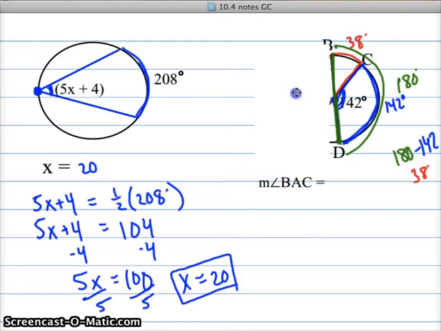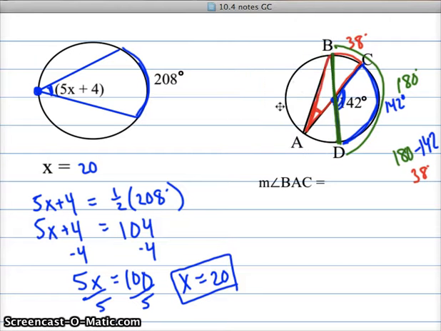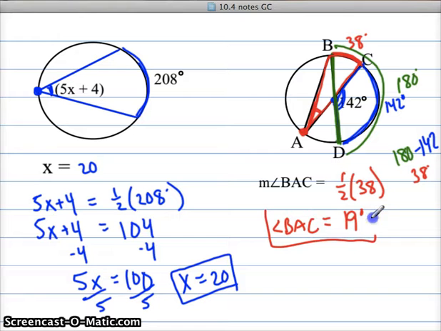Okay, now I'm going to get rid of that cover up. Now look at what we have. This is an inscribed angle. Let me get my pen, sorry. This is an inscribed angle. The vertex is on the circle. So this angle will be half of the arc it's grabbing onto. The arc it's grabbing onto is 38 degrees, so this angle will be half of 38 degrees. So that angle will end up equaling 19 degrees. Angle BAC is 19 degrees.